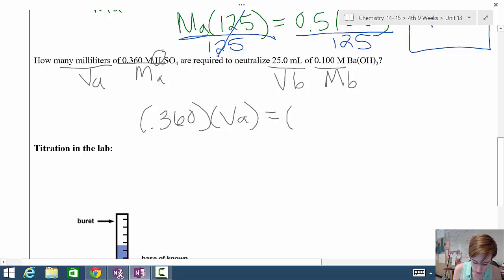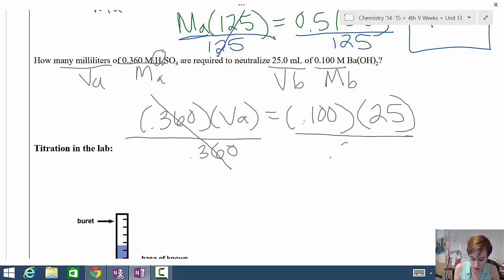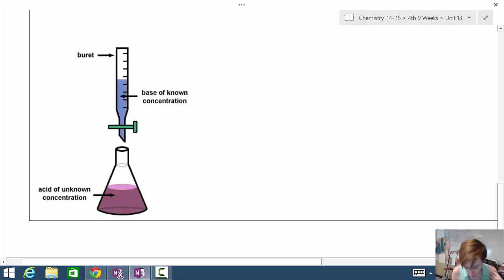Here's my MB. It's 0.100 times the volume of my B, which is 25. So I'm going to divide both sides by 0.36 to get VA by itself. And then I do 100 times 25, which gives me 2,500, and I'll divide it by 360, which gives me VA is 6.94 milliliters.